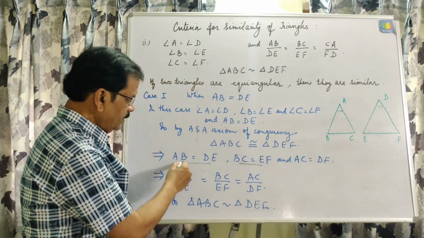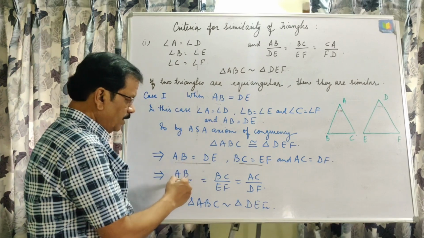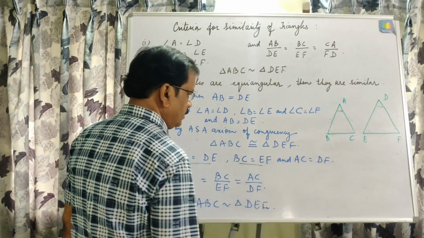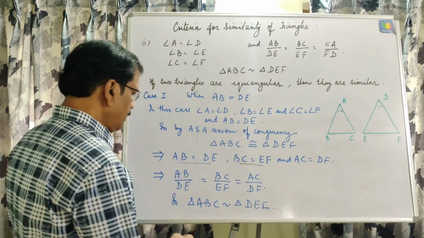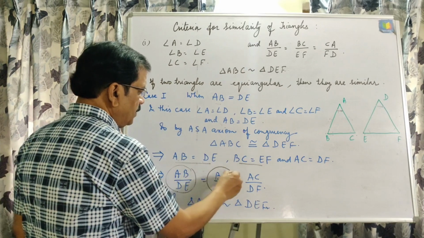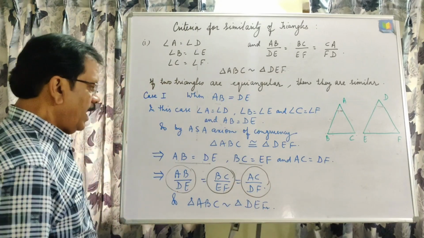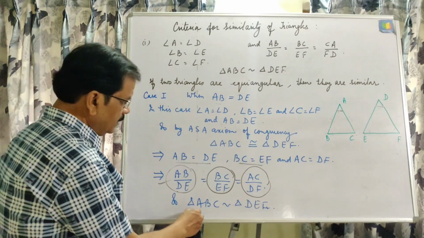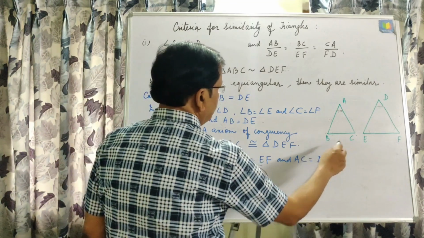And that is, you can see here AB is equal to DE, meaning if we divide by DE, AB upon DE is equal to 1, BC upon EF is equal to 1, AC upon DF is equal to 1, meaning all these values equate to 1. It means the ratio of AB upon DE is equal to the ratio of BC upon EF is equal to the ratio of AC and DF. And this is a criterion for similar triangles, and this way we can say that triangle ABC is similar to triangle DEF.